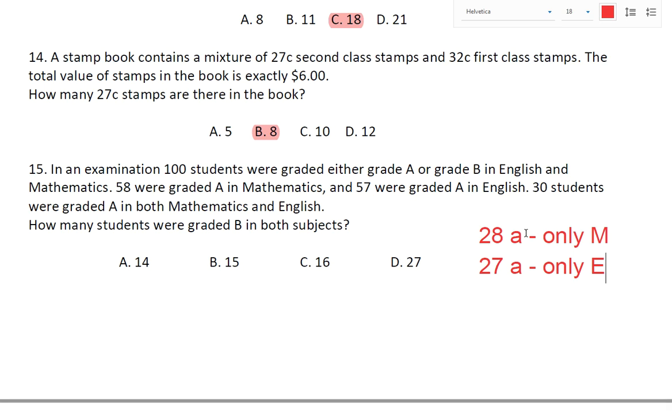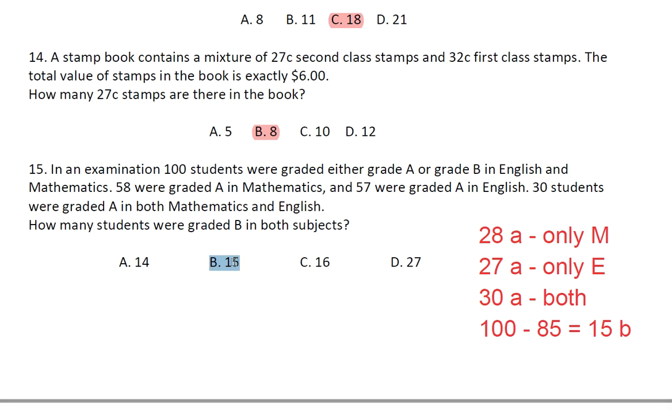And how many do we have that had an A in both of them? 30, A both. So that's 28, 27, 55, plus 30, 85. How many students were there together? 100 minus 85 equals 15. 15 who got a B in both subjects. So the answer is B. Just shade that in there.